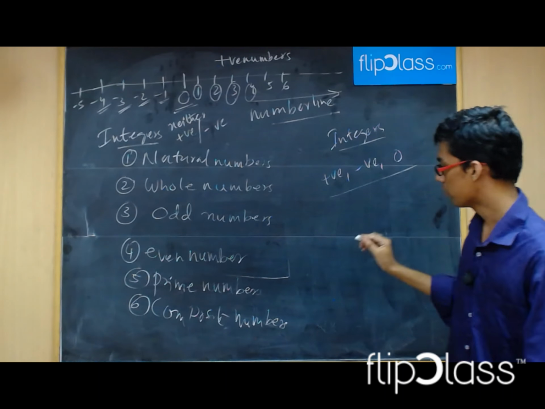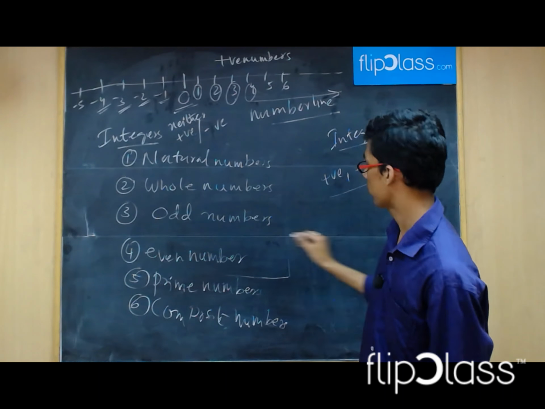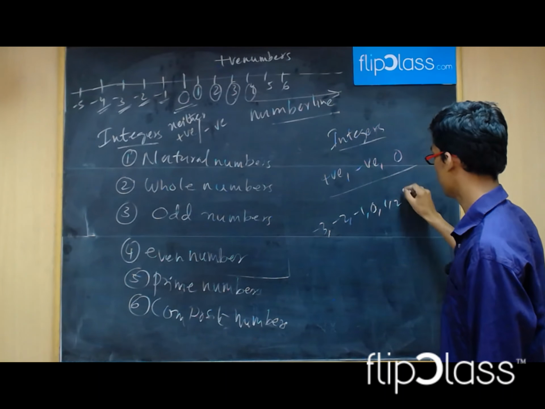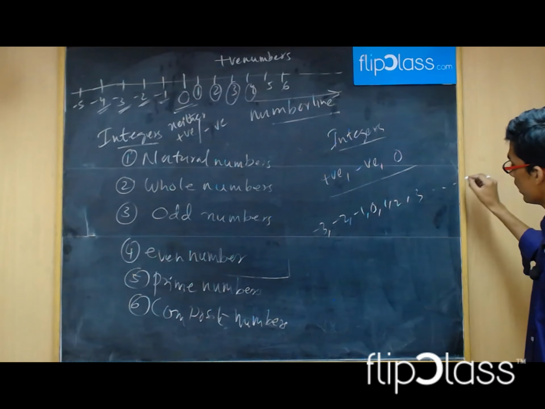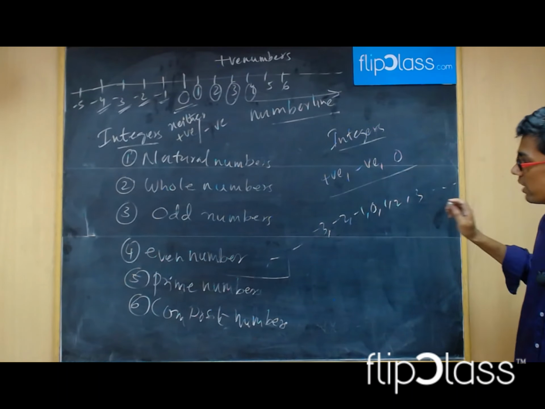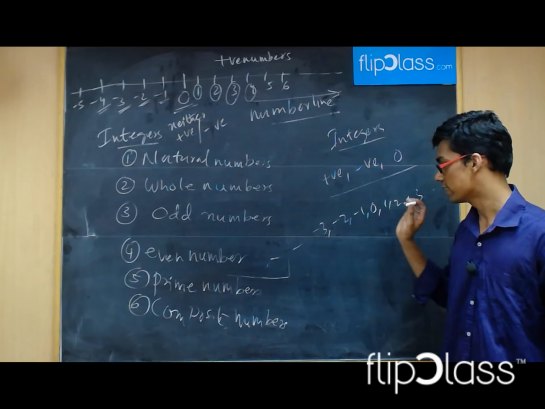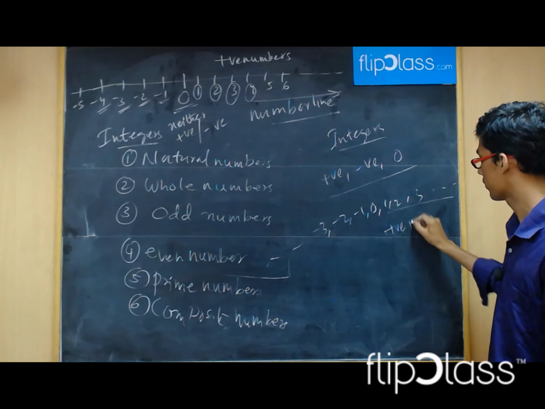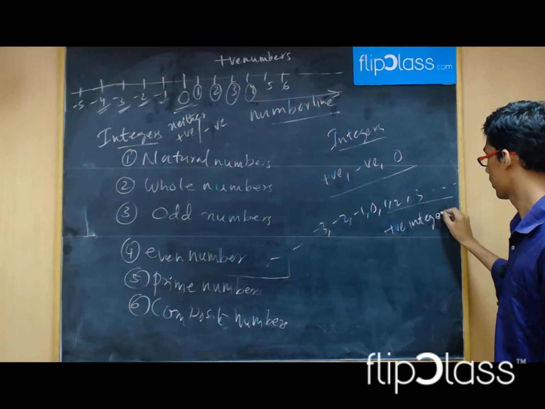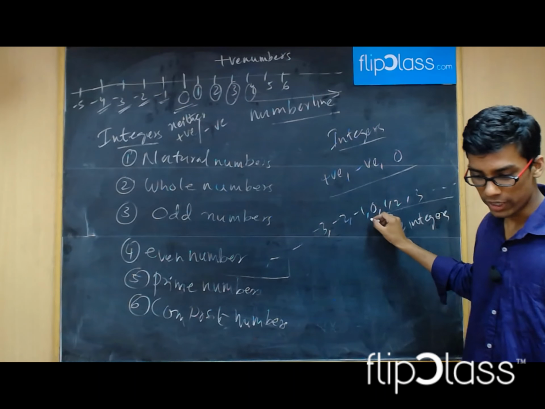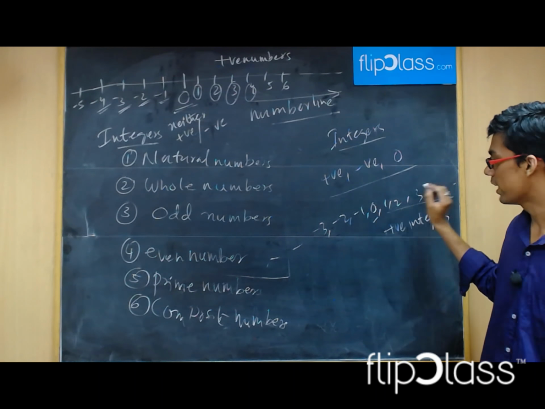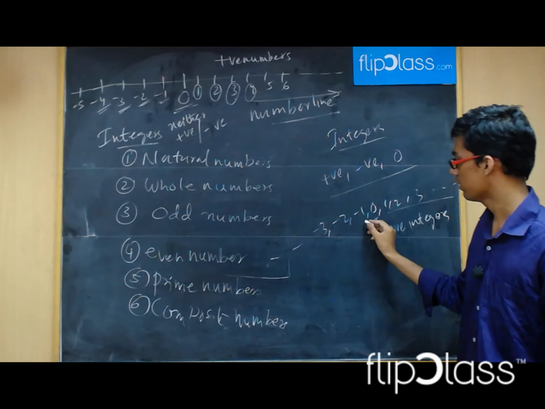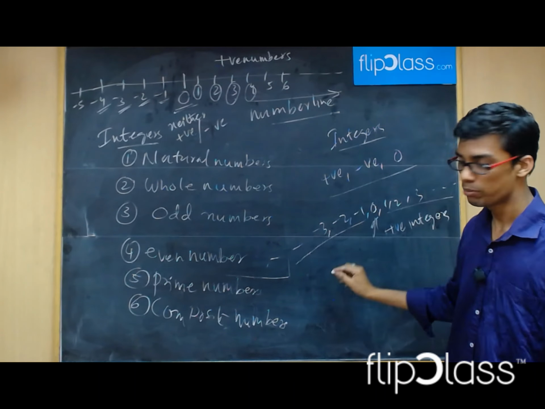If I have to write and show you, let us start writing from -3, -2, -1, 0, 1, 2, 3. You can keep on extending to the right side as well as to the left side. All these numbers are integers, and the numbers which are positive are called positive integers. And how about 0? 0 is neither a positive number nor a negative number. And all these numbers are called negative integers.